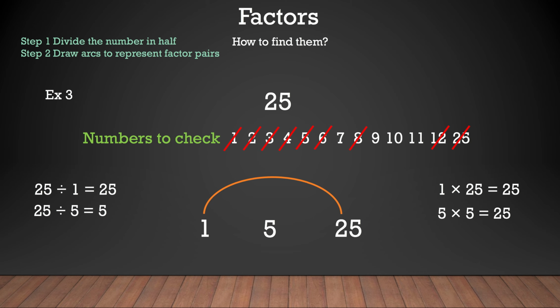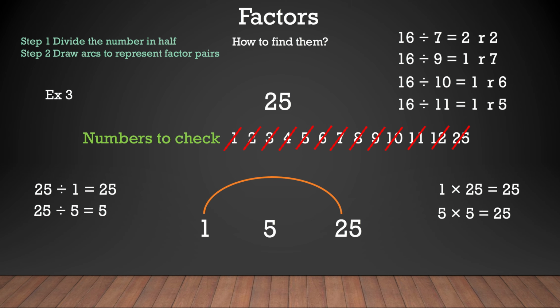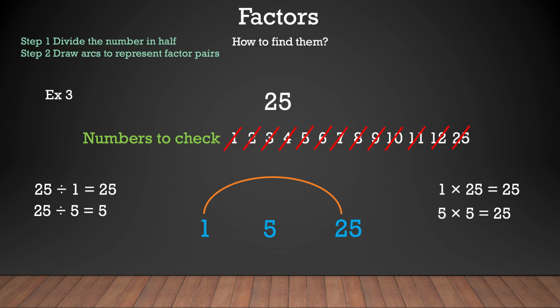But let's go ahead and show you why. 16 divided by 7 gives you a remainder of 2. 16 divided by 9 gives you a remainder of 7. 16 divided by 10 gives you a remainder of 6. 16 divided by 11 gives you a remainder of 5. So the numbers that were left over have a remainder, so they're not factors. So the factors of 25 are 1, 5, and 25.